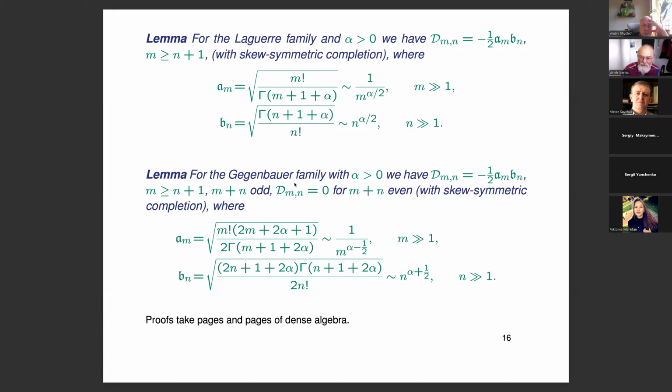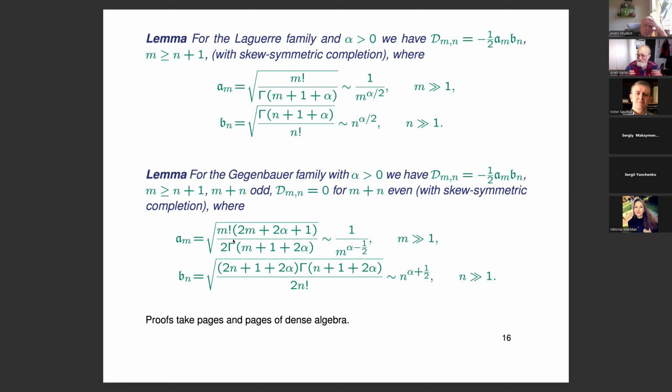What about the Gegenbauer family? Again, alpha has to be greater than 0. And again, dmn obeys the same rule. It is minus half am bn under the main diagonal, plus half an bm over the main diagonal, but only when m plus n is odd. If it is even, dmn is 0 because of parity. But now am and bn are different, but all this doesn't matter.